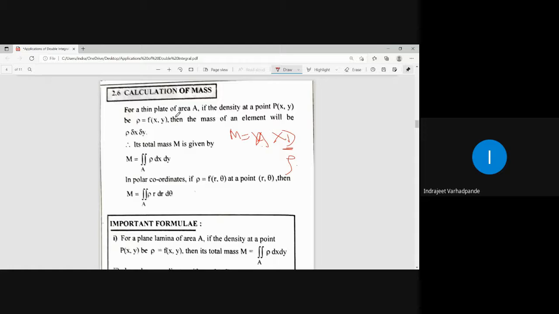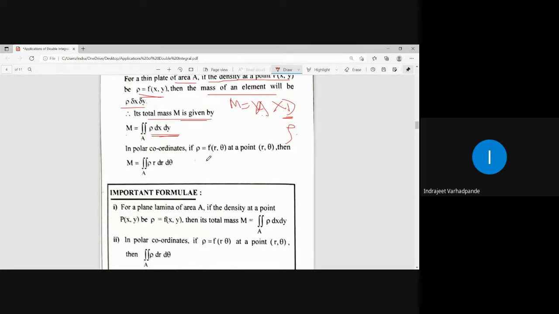So for a thin plate of area A, if the density at a point P(x, y) is rho, which is a function of x, y, mass of an element will be rho dx dy. So total mass is given by m is equal to double integral over A of rho dx dy. In case of polar coordinates, dx dy is converted to r dr d theta. So in polar coordinates rho will be a function of r, theta at a point (r, theta), then mass will be double integral over A of rho r dr d theta.